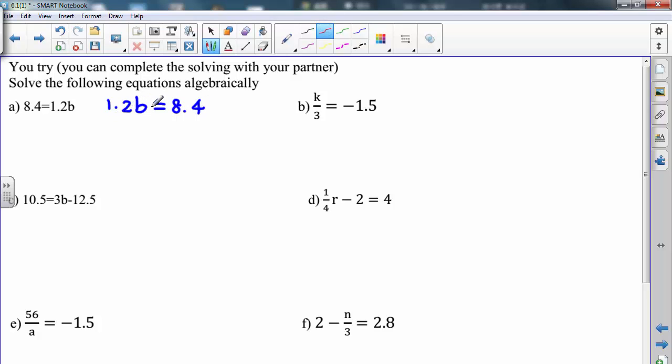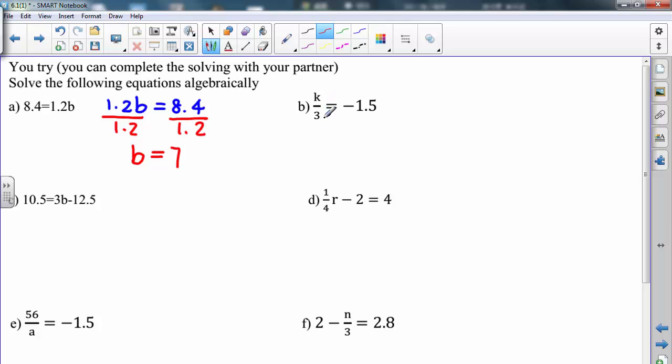1.2 times b. The inverse operation of this multiplication should be divide both sides by 1.2. So after you divide both sides by 1.2, on the left side, you only have b left. 8.4 divided by 1.2, it's 7. So the solution of this equation is b equals 7.